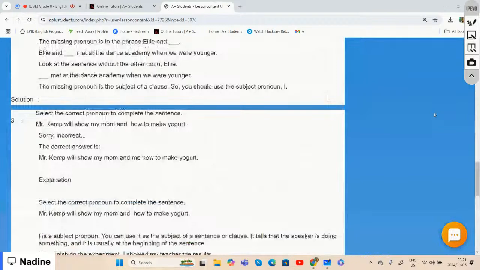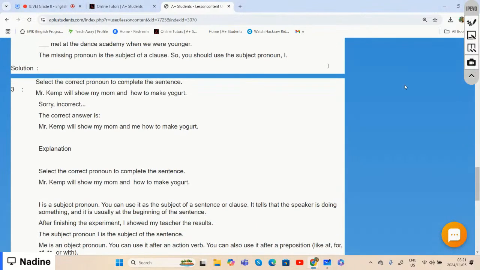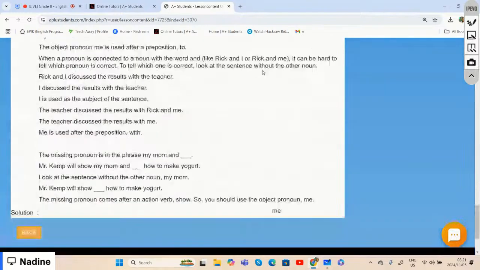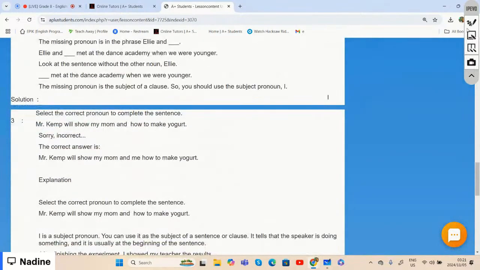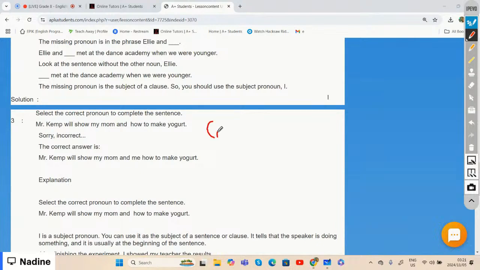All right, Mr. Kim will show my mom and blank how to make yogurt. Do we say Mr. Kim will show my mom and me how to make yogurt, or will show my mom and I how to make yogurt? So we say my mom and me or my mom and I how to make yogurt.